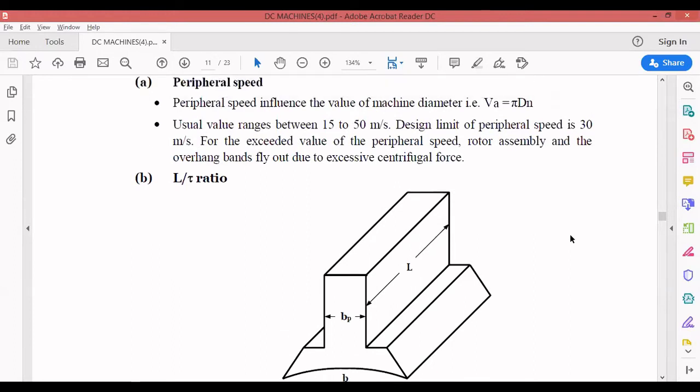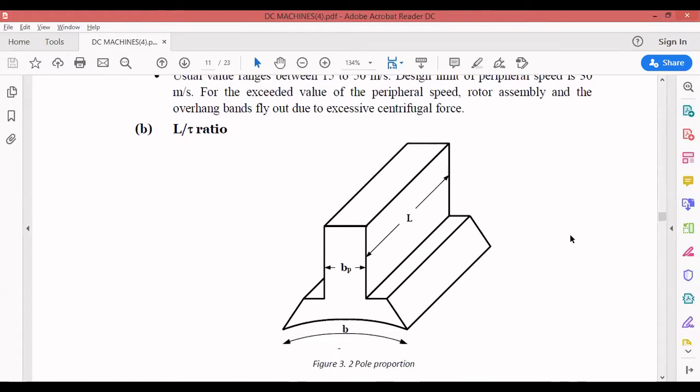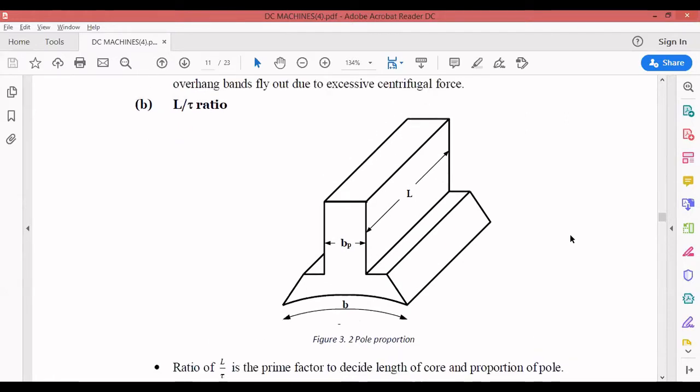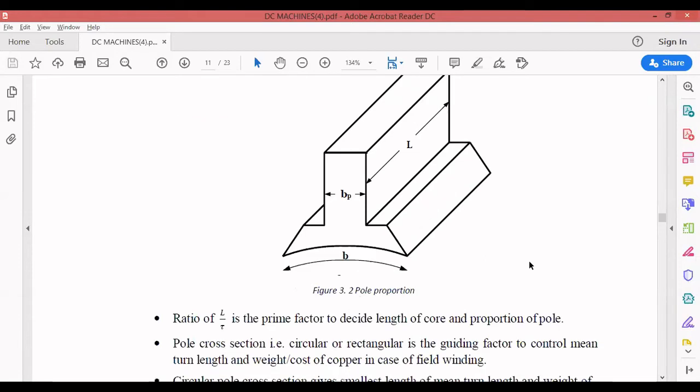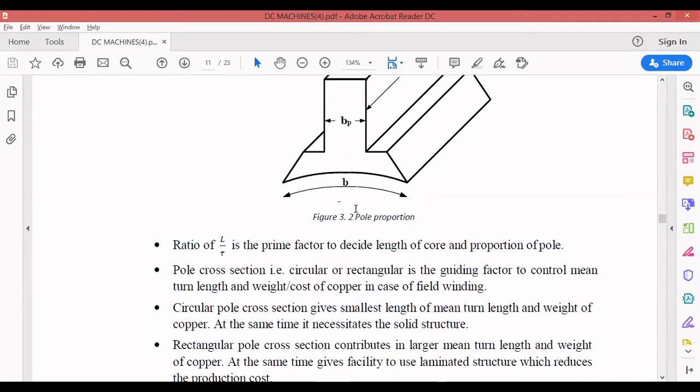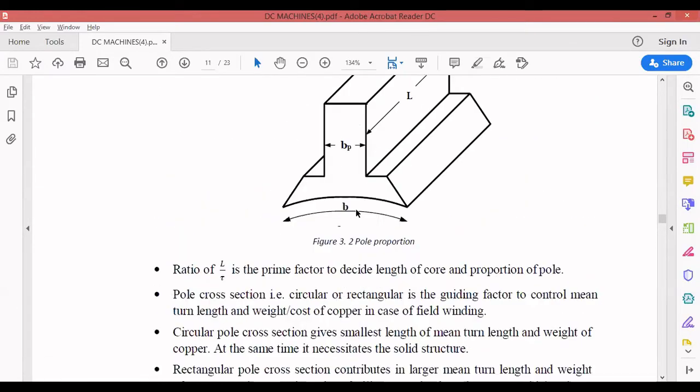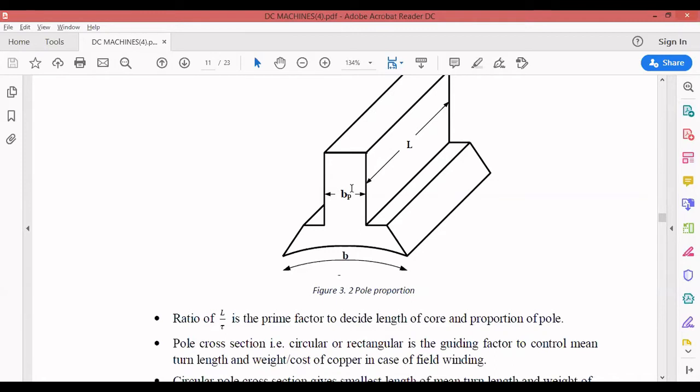Next, the third case comes regarding the L by tau ratio. You can see here this is nothing but your pole, the pole core and the pole shoe. B is the pole arc, and BP is the width of the pole body, and L is the core length of the pole. The core length of the pole is also equal to the length of your armature. Length of pole core and length of armature will be almost the same.